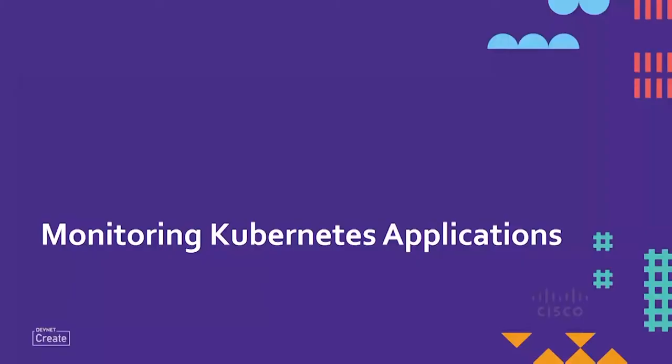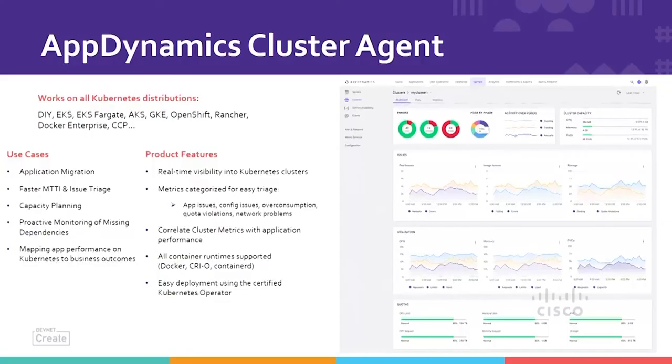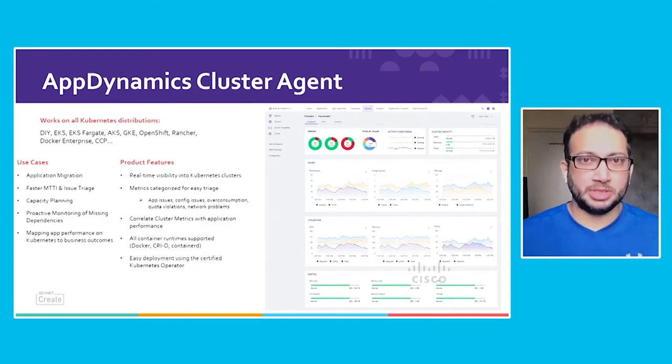So this is something really important to understand: even though we understand how this may be behaving, what is the impact of that to your application? Which brings me to the part where it's really important to monitor your Kubernetes applications to understand what's happening to them. And how we can do that is, I would like to introduce the AppDynamics cluster agent, which is how you can monitor your Kubernetes cluster using our cluster agent. Now, this works in all Kubernetes distributions, whether it's do-it-yourself, EKS, EKS Fargate, OpenShift, Rancher, Cisco Container Platform, pretty much all the ones over there.